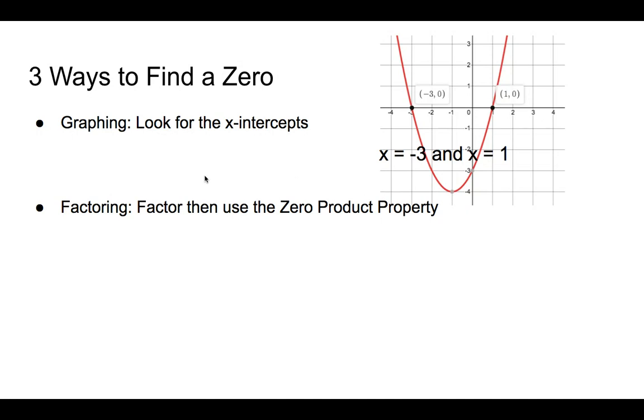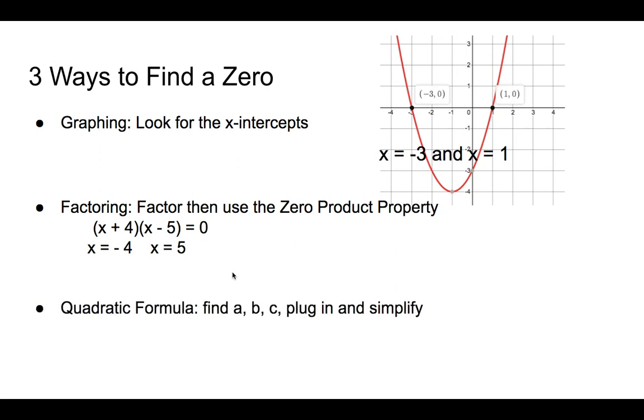Another way we learned how to find a 0 is by factoring, and then we would use the zero product property. So for instance, this equation has already been factored for us, and it's set equal to 0. So I would just set each of these equal to 0, and I'd get my solutions of x equals -4 and x equals 5. The last way that we learned was using the quadratic formula. We find a, b, and c, and we plug it in and simplify.